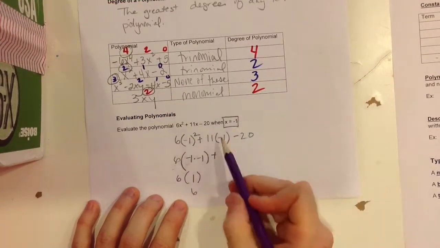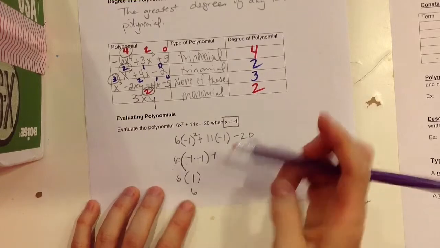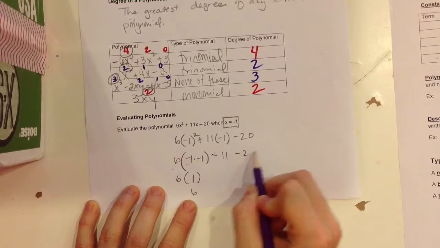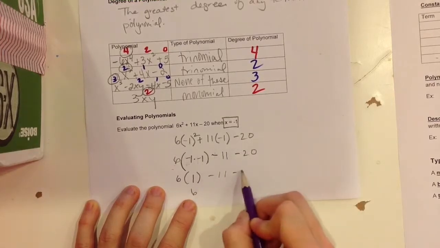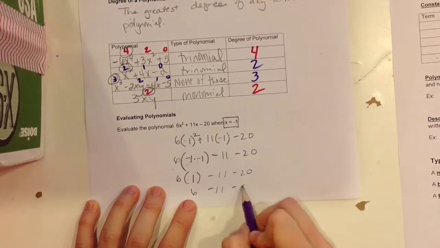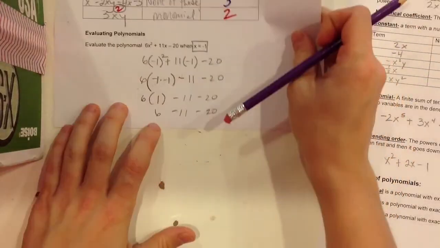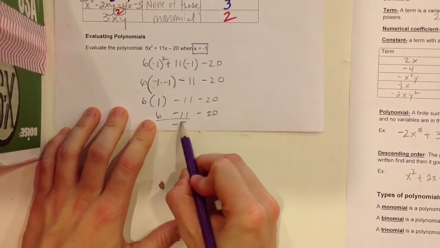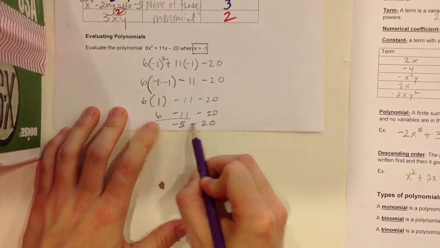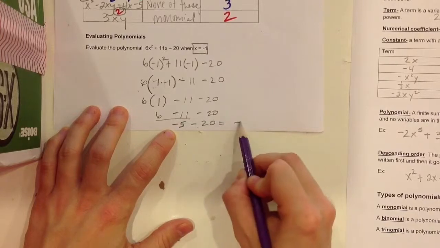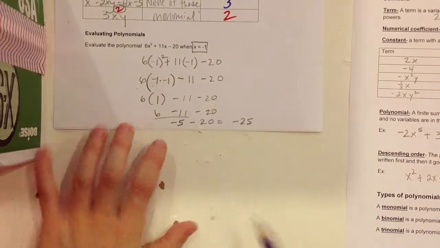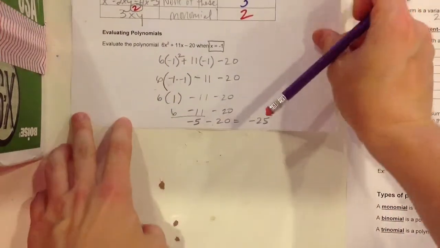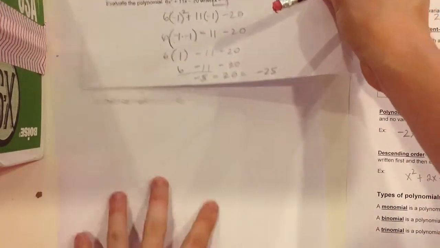Here I have 11 times negative 1. That's going to give me a negative 11. And then bring down my negative 20. So I'm going to just keep bringing these down. If I have two at a time and they have different signs, I'm going to subtract and take the sign of the bigger number. Here I have the same sign, so I'm going to add and keep the sign. And that's your answer in simplest form. I'm going to leave that there at the top so you can see it.